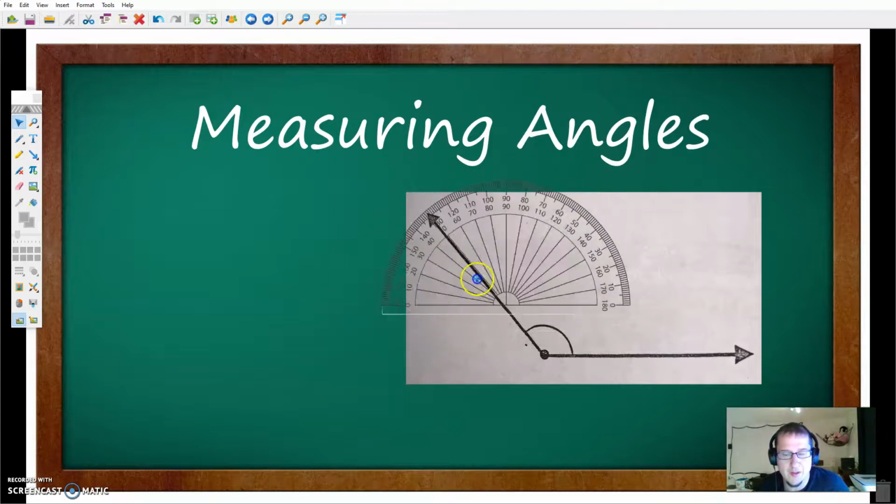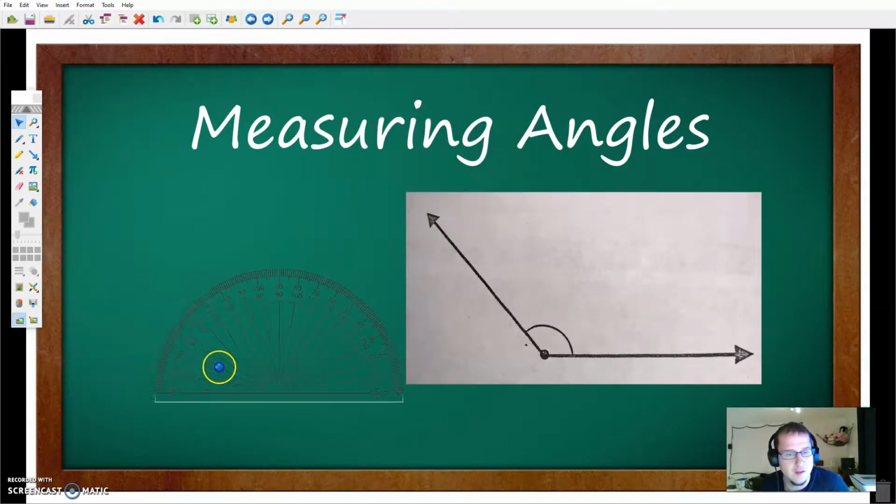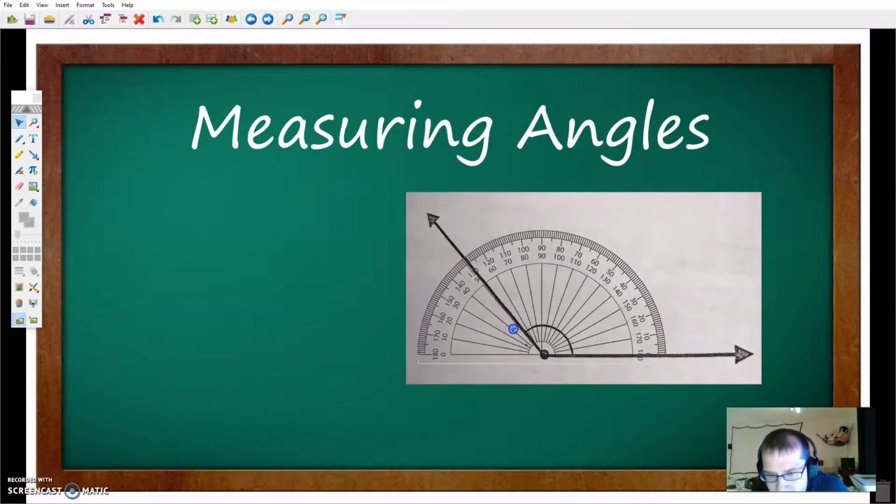Where do I put it? Do I put it over here? Do I put it up here? Put it where that little cross sits, right in your endpoint there. And then you want to measure from where there's a 0. So I'm not measuring from the 180, I'm measuring from the 0 out and over. And this angle looks to be about 129 degrees.